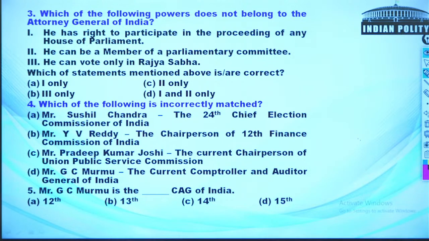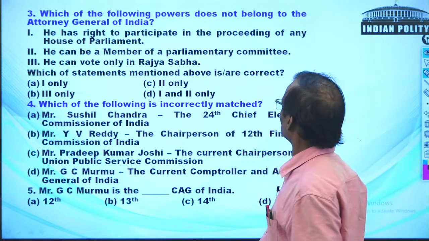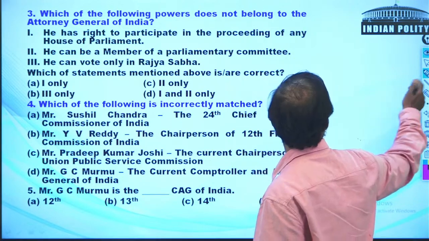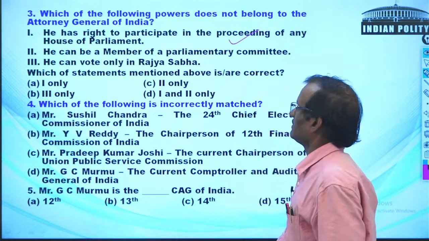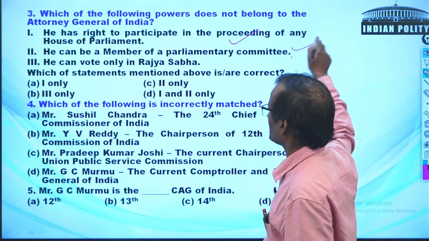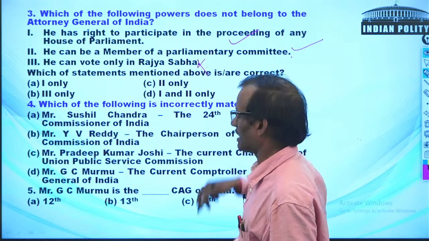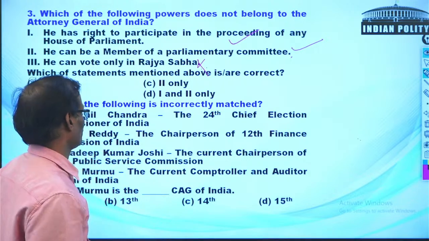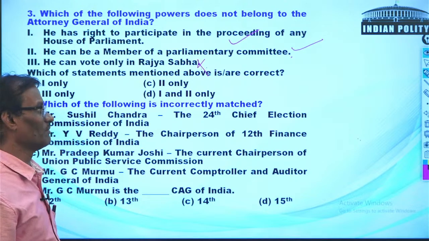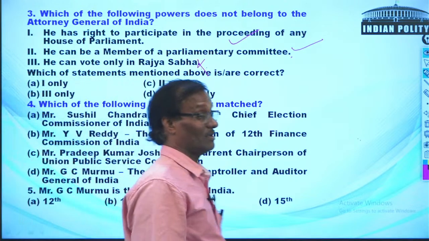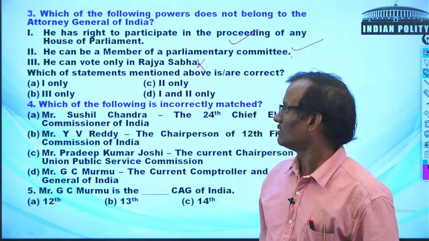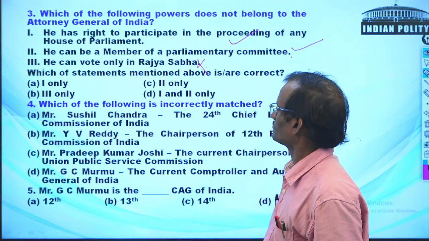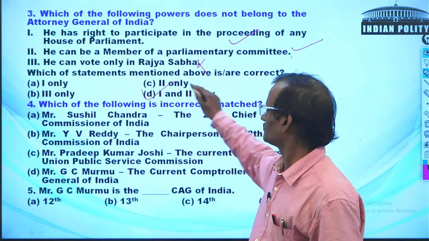Question number 3 is, which of the following powers does not belong to the Attorney General of India? He has right to participate in the proceedings of any House of Parliament. Yes. He can be a member of parliamentary committee. Yes. He can vote only in Rajya Sabha. No, he cannot vote anywhere. He is not a member. Attorney General is not a member of Parliament, rather he belongs to the executive part. So, which statement above is correct? So, 1 and 2 are correct. D.